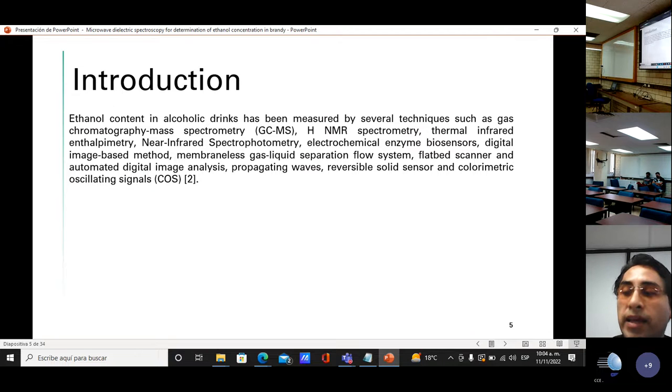It's important to say that ethanol is one of the main components of alcoholic drinks. Ethanol content in alcoholic drinks has been measured by several techniques such as gas chromatography, mass spectrometry, HNMR spectrometry, thermal infrared enthalpimetry, near-infrared spectrophotometry, electrochemical biosensors, digital image-based methods, membraneless gas-liquid separation flow systems, flatbed scanner and automated digital image analysis, propagating waves, reversible solid sensors, and colorimetric oscillating signals.